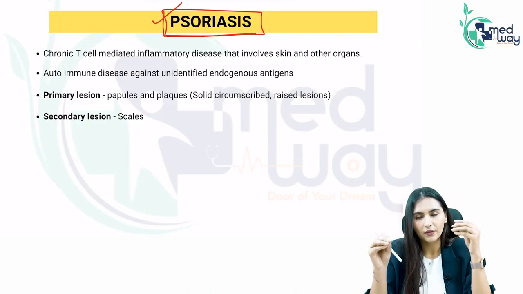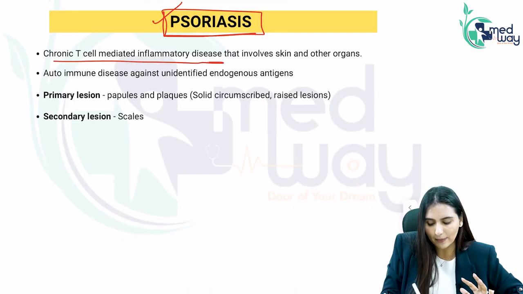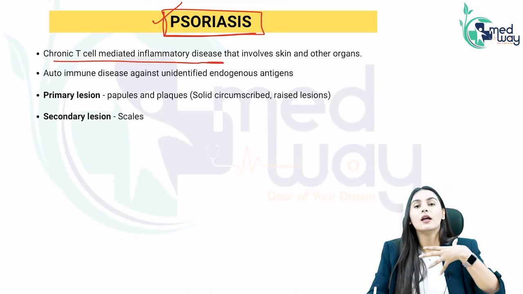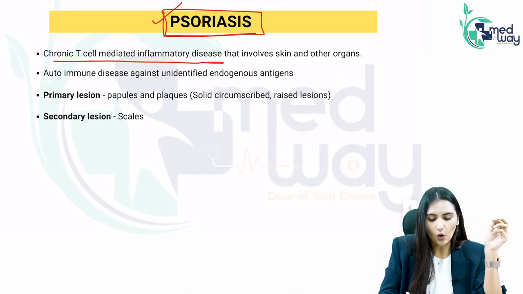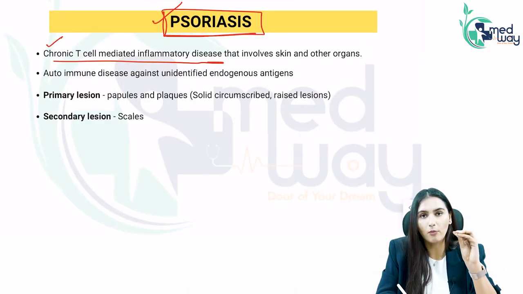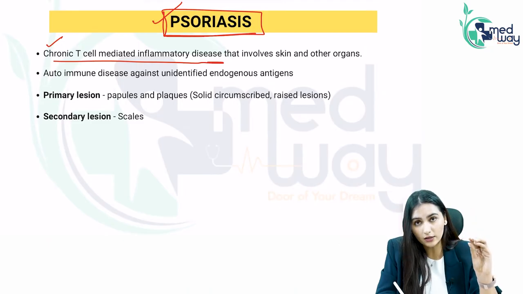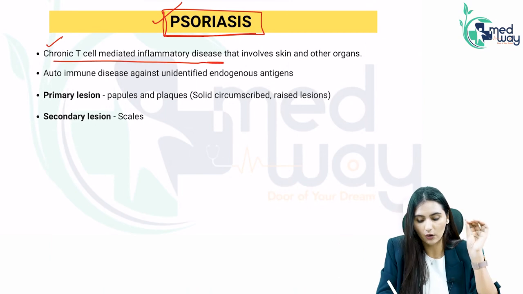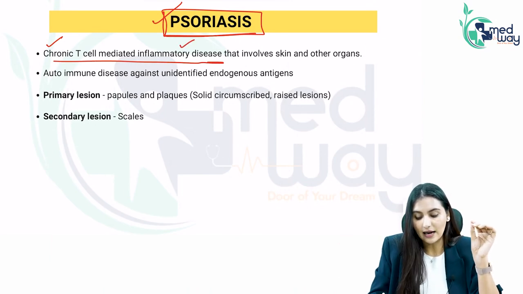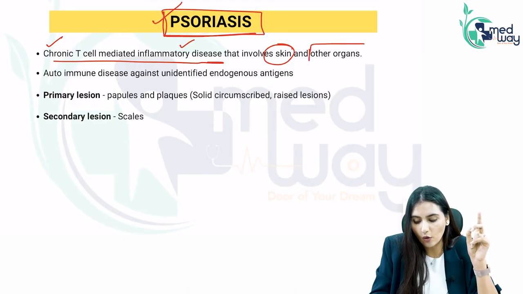What happens is that it is basically a chronic T-cell mediated inflammatory disease. It's an autoimmune disease, your body is going crazy. Chronic means it is not an acute problem, it can stay with the person forever. Once psoriasis develops, there is no cure, we can only control it, but it can keep coming back. So there will be remissions and there will be exacerbations. It is an inflammatory disease that involves the skin, but not just the skin, it also involves other organs in the body.